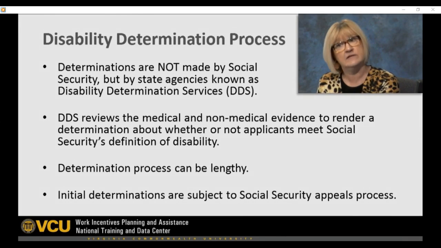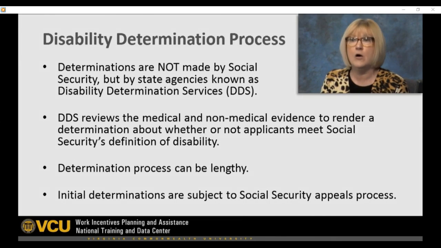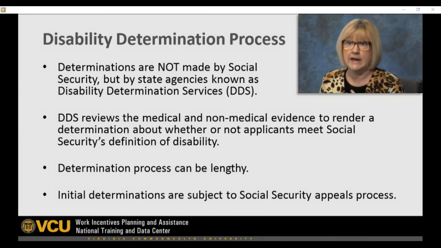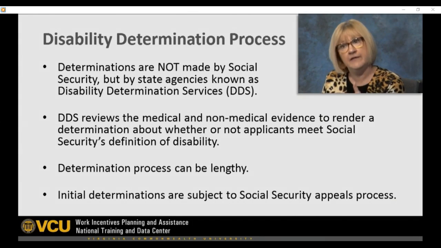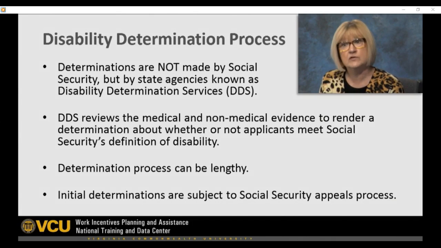Social Security needs to then send them to a physician or a specialist to review their medical condition. That takes time. All the records have to be gathered. They have to be sent to DDS. The medical review team at DDS has to review all of those records and then render a determination. So that process can take months and in some cases even years if there's an appeal. And that moves us to the last point on this slide, which is that these are initial determinations, and all initial determinations within Social Security world are subject to appeal.